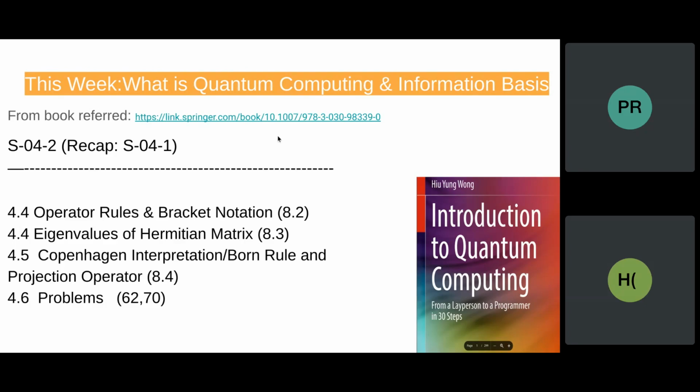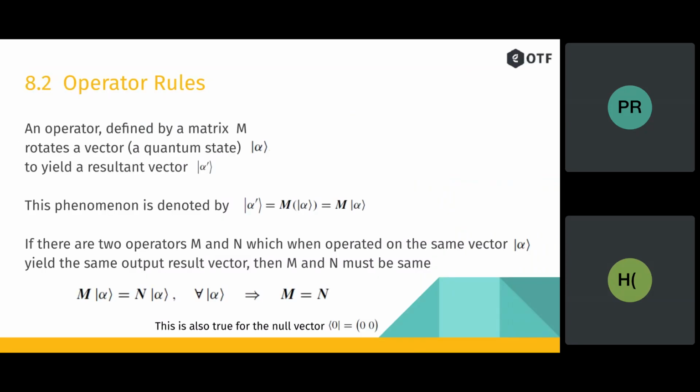So what we have here is a continuation of what I had done in session 4, part 1. This is session 4, part 2. I'll recap first what we did and then go ahead with the operator rule, bracket notation, eigenvalue, and Hermitian matrix, Copenhagen interpretation, Born's rule, and projection operators and the problems. It starts with operator rules.